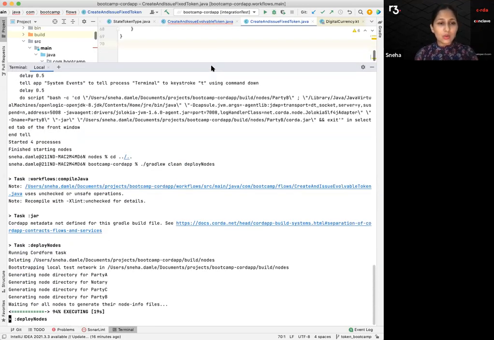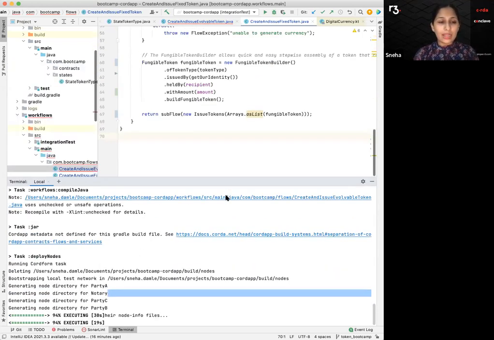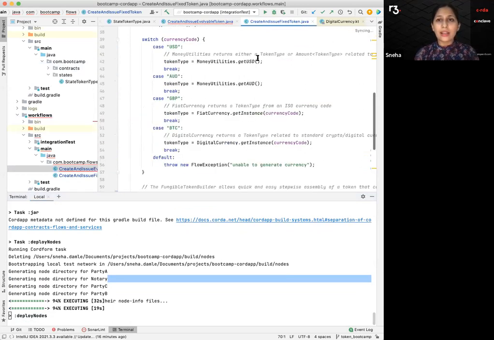So meanwhile, this basically runs. This is trying to set up a local network. This is setting up a local network and starting off party A, B, C, and notary. So meanwhile, this starts off quickly again.